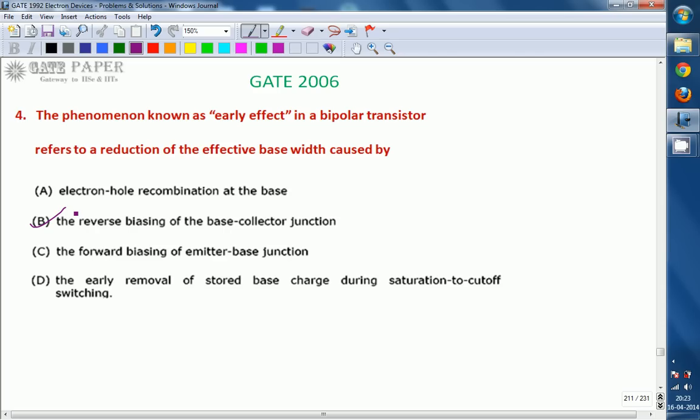Reduction of effective base width is caused by reverse biasing the base collector junction. The other name for the early effect is base width modulation. As the name implies, the base width of a BJT is going to be modulated, that is, changed. That takes place only in the active region.